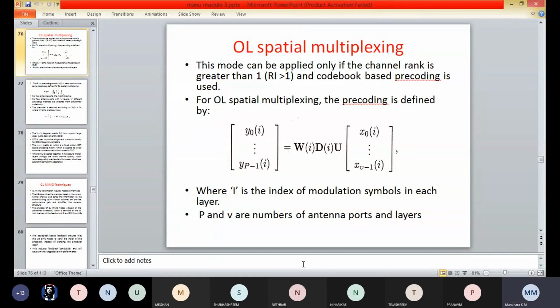So here in spatial multiplexing, the transceiver has two transmission antennas and two receiving antennas. So here two independent data symbols are transmitted by each transmission antenna. So here the signal received by an antenna consists of the sum of the transmitted signals.